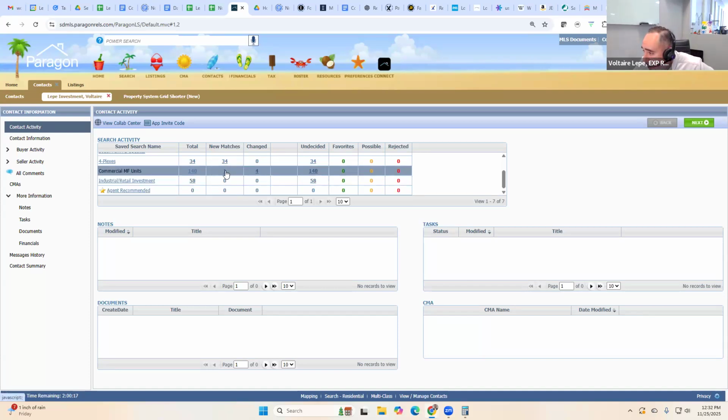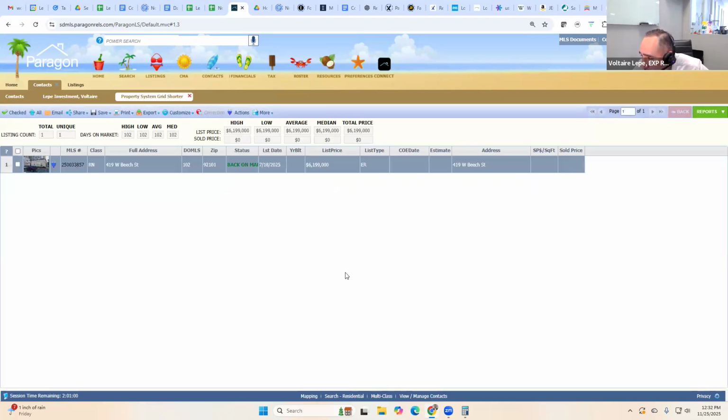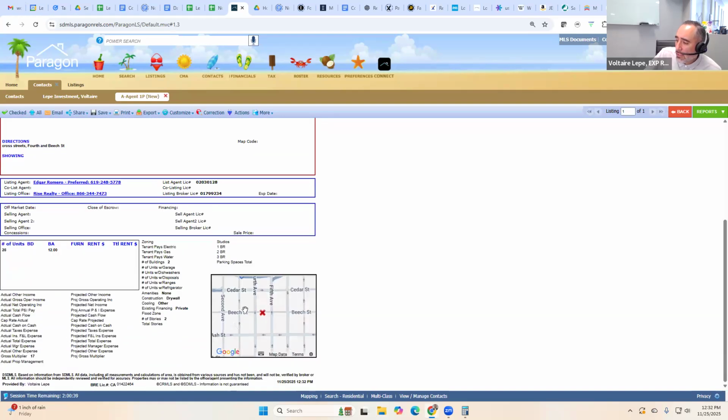While we're at it, I'm gonna be looking at this new match right here on this commercial multifamily and see what popped up. So this has been on market 102 days, but they just reduced the price. That's why it popped up as new, back on market as well. Looks like it went into escrow. This is 28 units. And on paper, you look at it and you're like, wow, 28 units in downtown for 6.2. This is a great deal. $215,000 a door. On paper, it looks like a good deal.